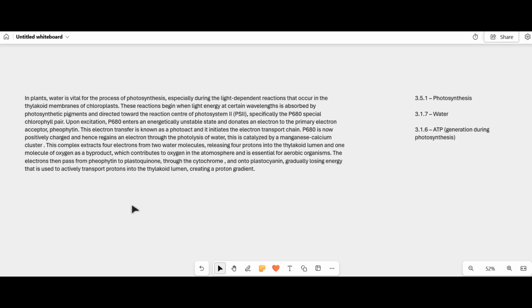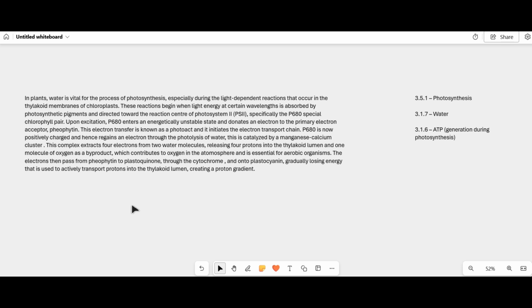Specifically, the P680 special chlorophyll pair. So the actual chlorophyll pair in that photosystem that the light absorbs onto is called the P680 pair. There's only one of them, it's the P680 one. So you including that, imagine what the examiner's thinking now. He's thinking, damn, this guy knows his stuff.